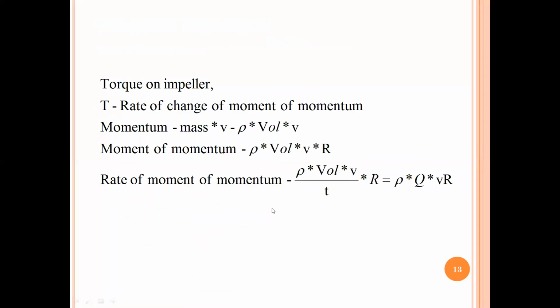Before I do the work done per second calculation, I thought I'll just introduce the term torque. Torque is used whenever there is a twisting action, whenever I'm trying to twist or rotate. Only then does the term torque come into the picture. In simple terms, torque is the moment of a force and is given by force into perpendicular distance. Here, torque is defined as rate of change of moment of momentum. Please don't get confused; remember that the simplest definition of torque is force into distance.